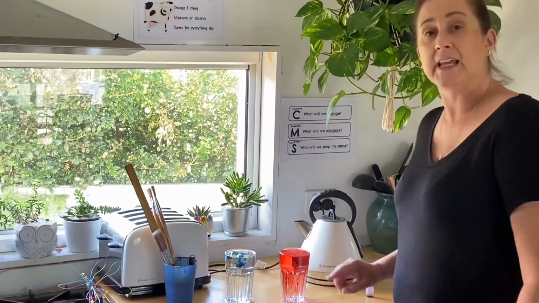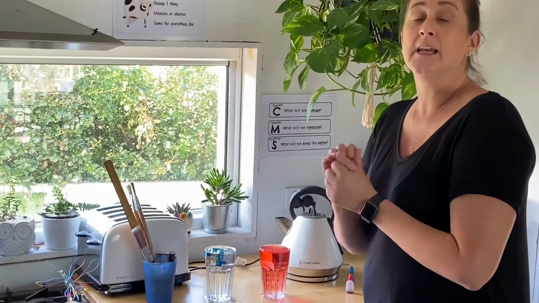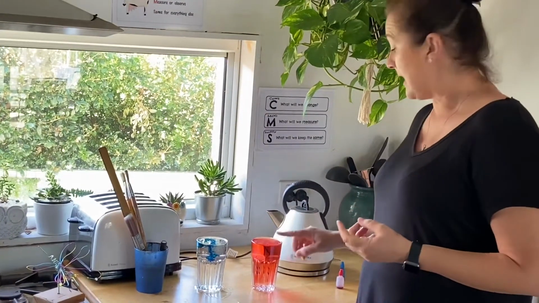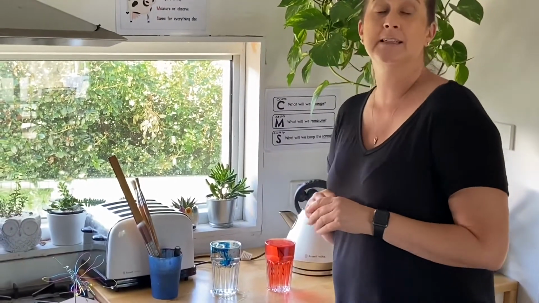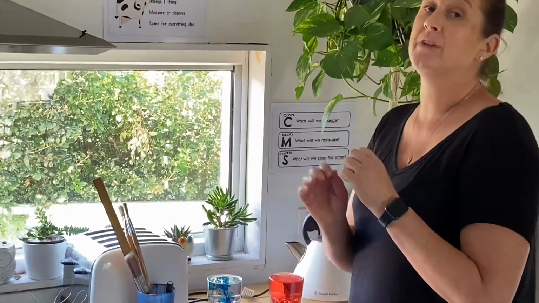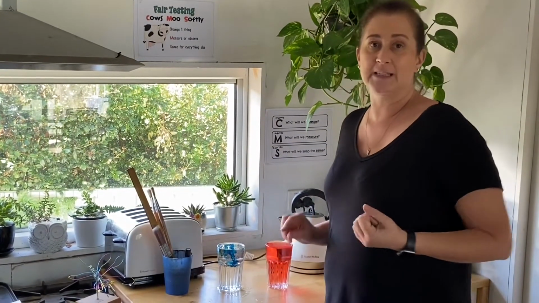And that is because the atoms and molecules in the hot water are moving quickly to create heat energy. And that quick movement is actually mixing up the food dye in the hot water glass. Whereas in the cold water glass, the atoms and molecules are moving much slower, and therefore the mixture is not mixing as quickly.